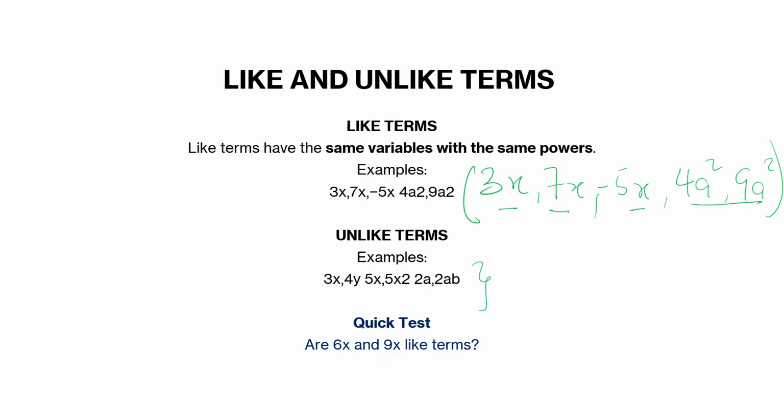Unlike terms do not have their powers and their variables the same. So 3x and let's say 4y are unlike terms. Negative 5x and 5x squared are also unlike terms. 2a and 2ab are unlike terms. A quick test: are 6x and 9x like terms? I believe you can get the answer correct.